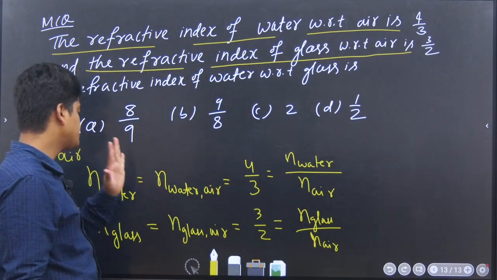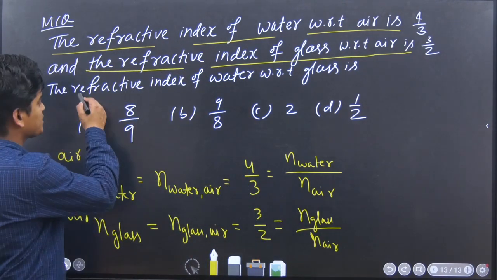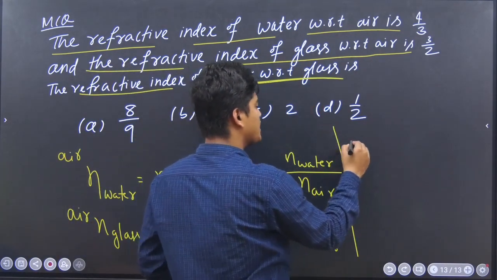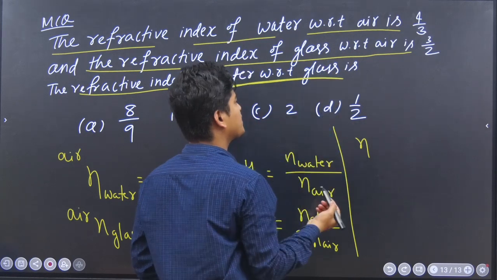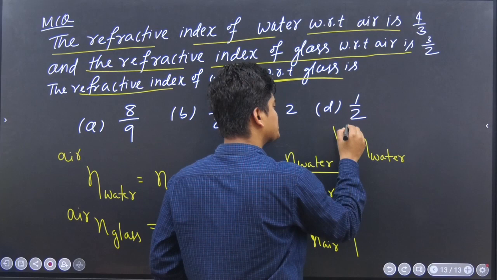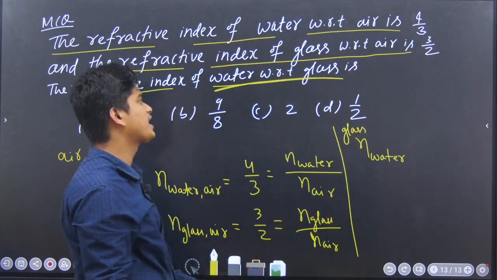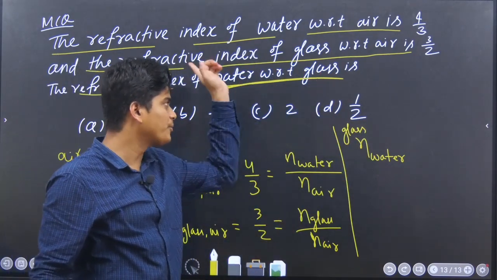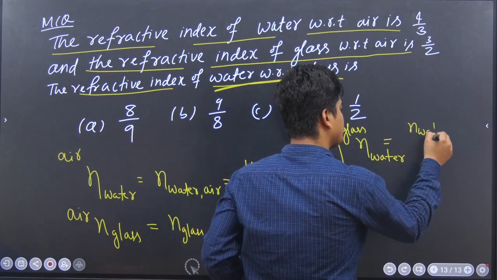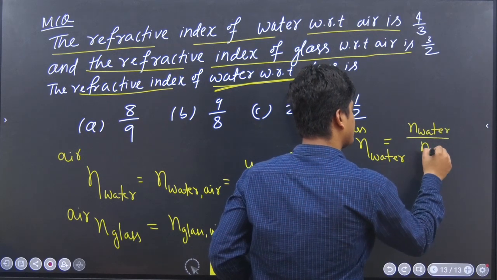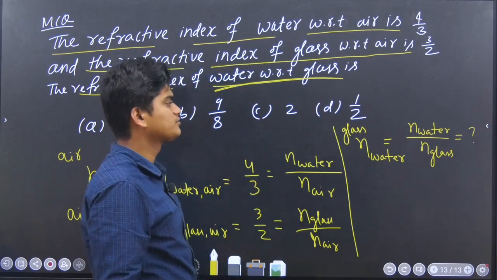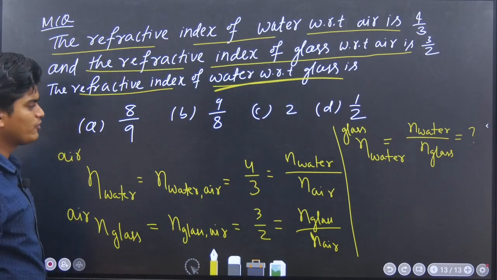This is what is given, but what is the question asking? The refractive index of water with respect to glass. That means you have to keep water here, and with respect to glass means light is coming from glass, the light ray going from glass to water. So you can write this as water by glass. This is what you need to find out. So what can you do here?